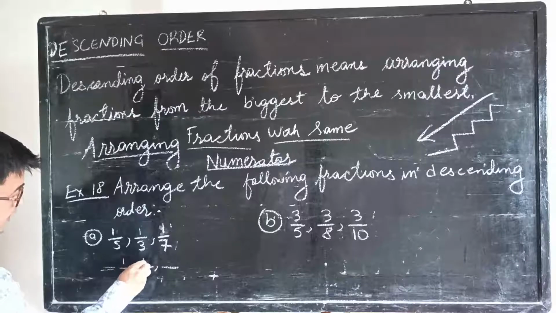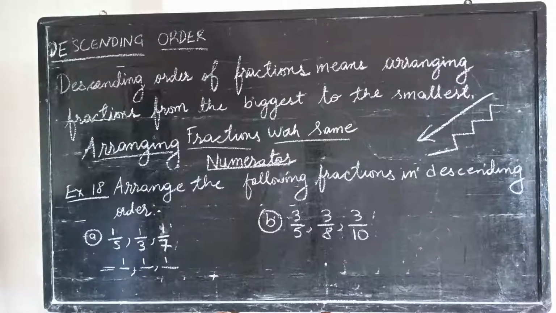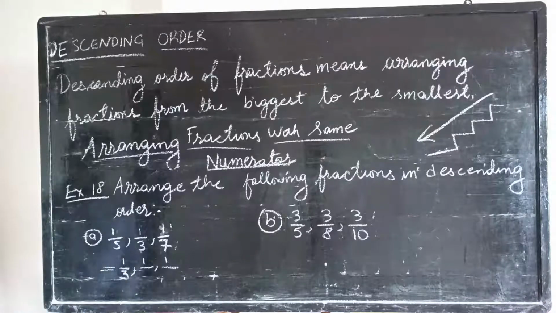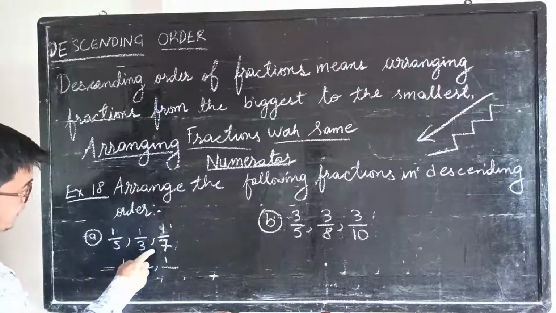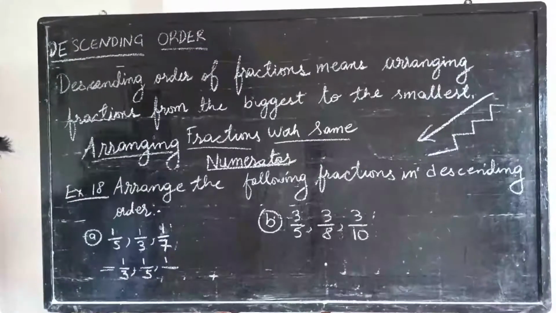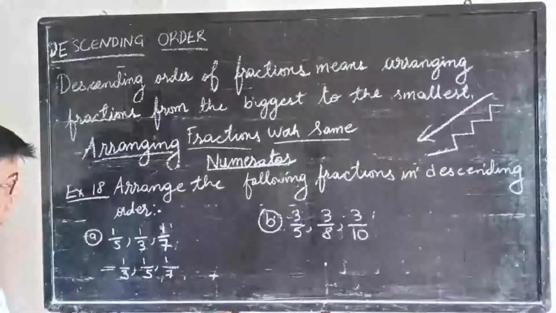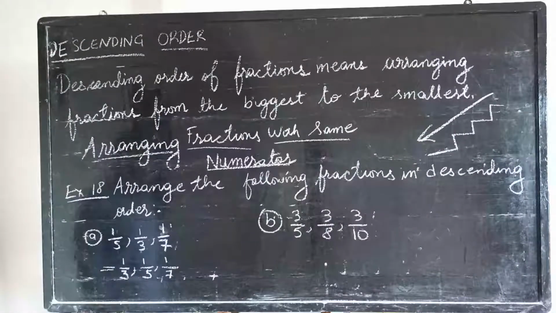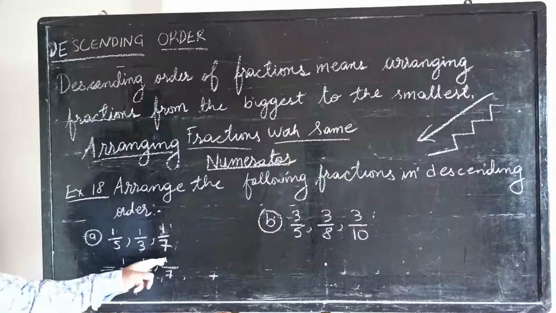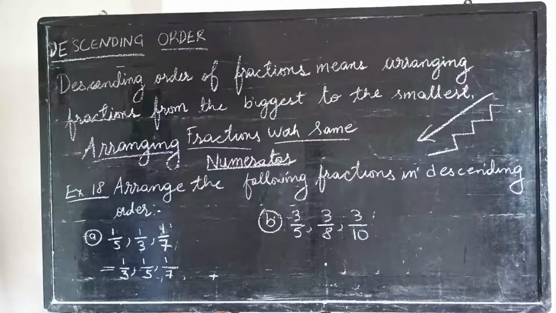1, 1, 1, all the numerators are same. Which is the smallest denominator? 3. So 1 upon 3 is the biggest. And 5 and 7, which is small? 5. And the last one is 7. So 1 upon 3 is bigger than 1 upon 5, and 1 upon 5 is bigger than 1 upon 7, arranged in descending order from big to small.